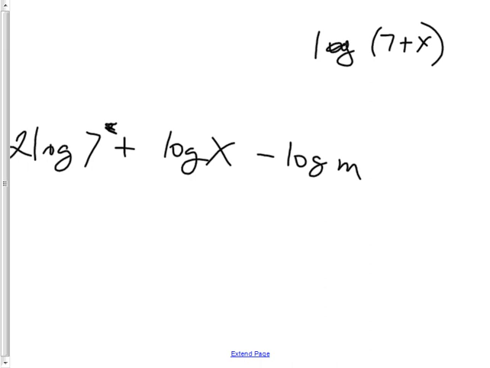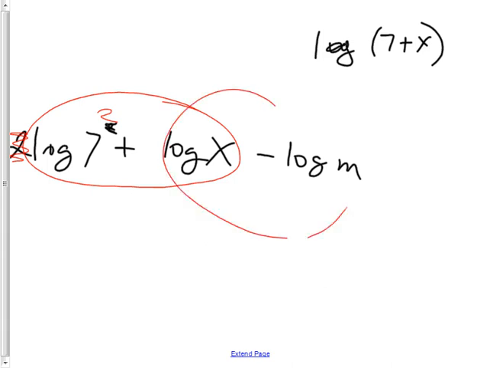All right, so this should have been condensing down. The 2 goes back up on the 7. Then these two guys can be put together. You can do this in the other order too. If you want to put these two together first, you could, but I wouldn't. I would go from left to right. Then I would say this is log 7 squared over x. No, wait, I'm wrong. Times x, sorry. Because adds turn into multiplies. And then this minus log m means divide by m.